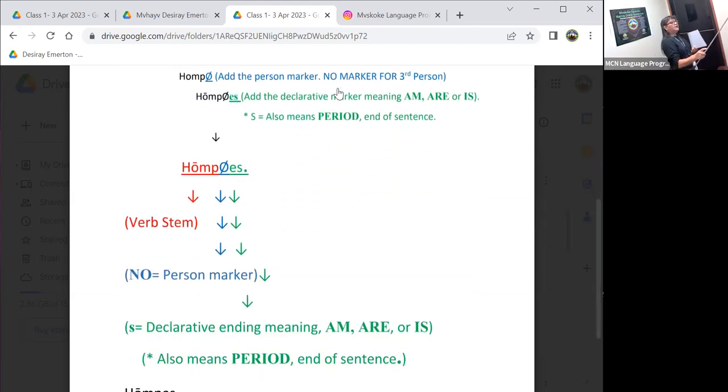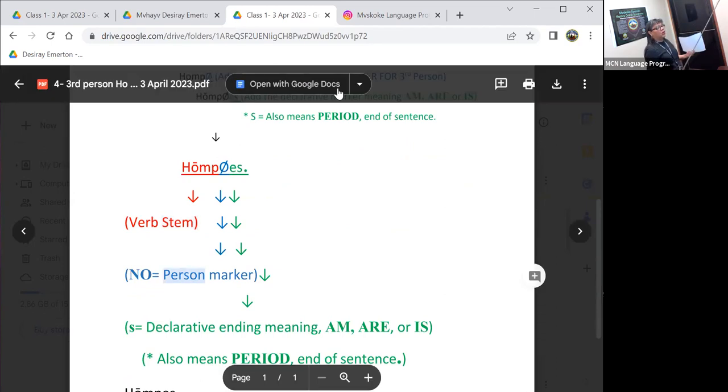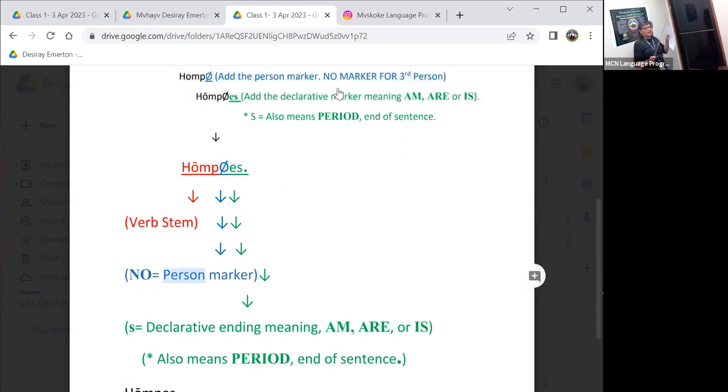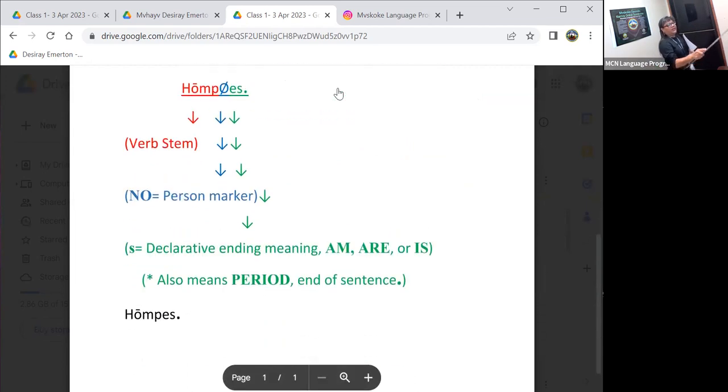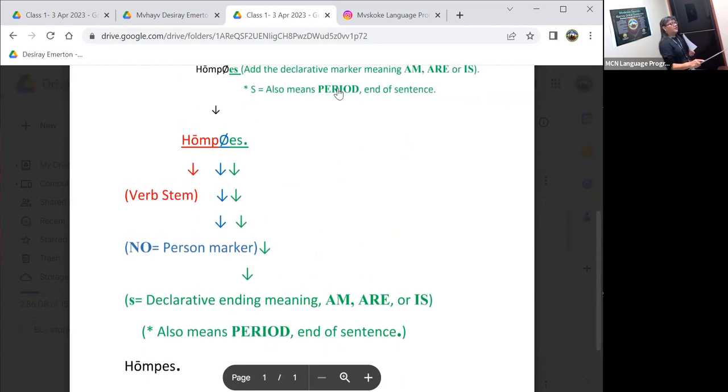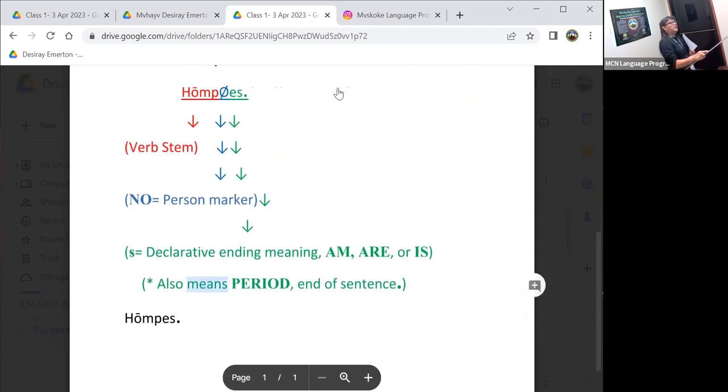So right here, like I said, I just put it in as a marker. You've got your verb stem right here in the red. You've got the person marker, which is no person. There's no person marker, and that symbol is just a placeholder. And then you've got your ES, you add the declarative ending: am, are, is, and it also means period. And so you see at the bottom, I dropped the person marker because we already went through all these steps. So now you've gone from home beta to home base.